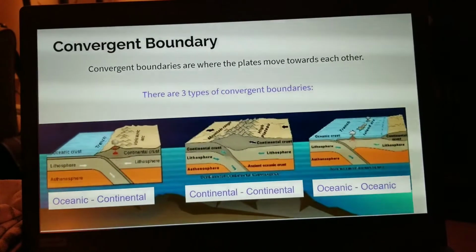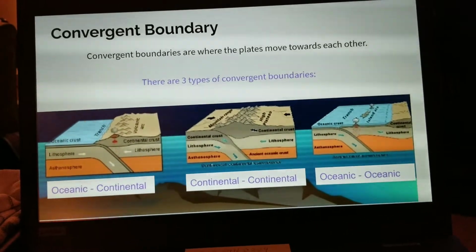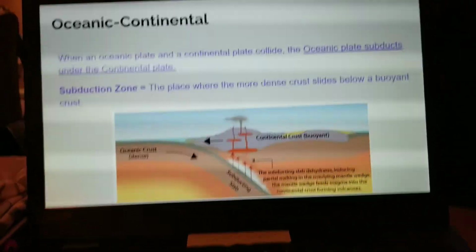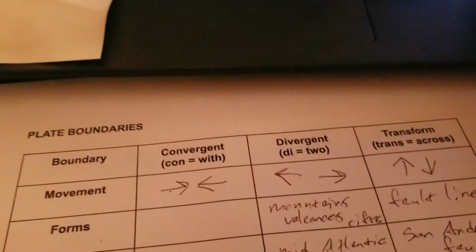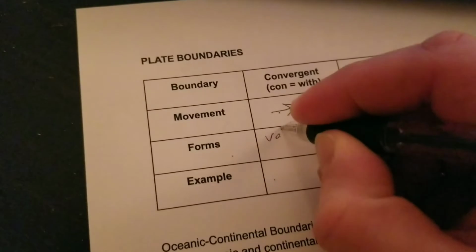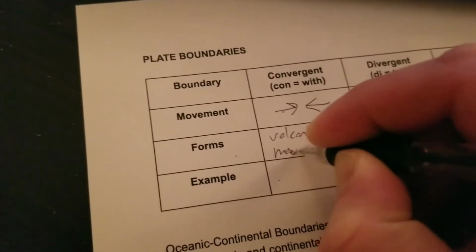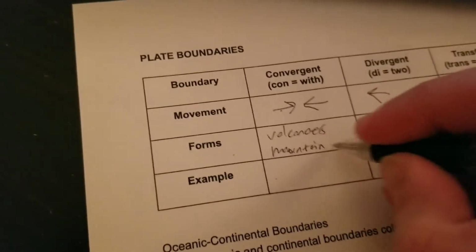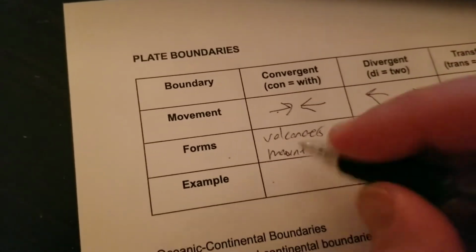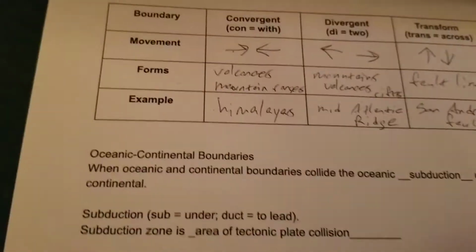Convergent boundary, three types: oceanic-continental, continental-continental, and oceanic-oceanic. And they react differently. You saw this, you know about this, subduction zones. So what do they create? Well, they could create volcanoes, they could create mountain ranges. Example given in your notes is the Himalayas.